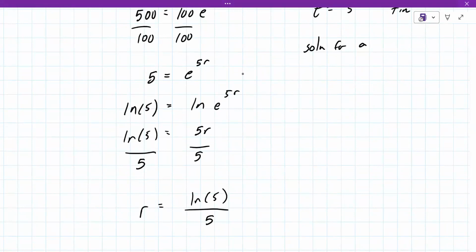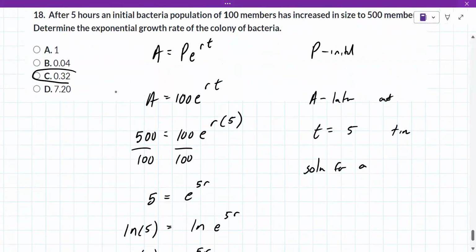All right. So now I would put that into Desmos, right? Yes. That's going to be 0.321. There you go. Fantastic.